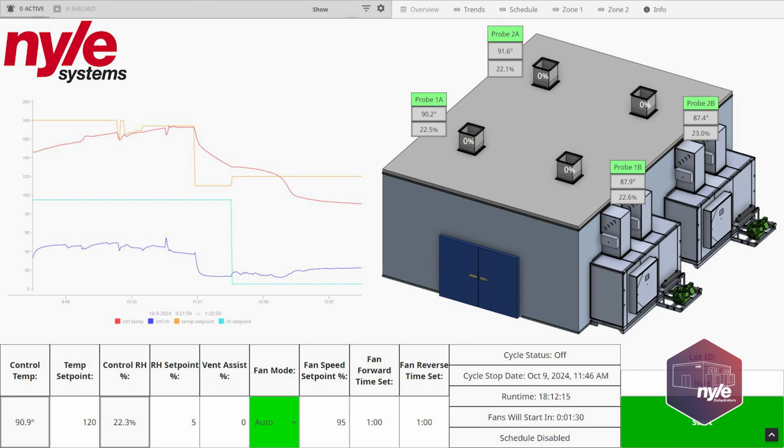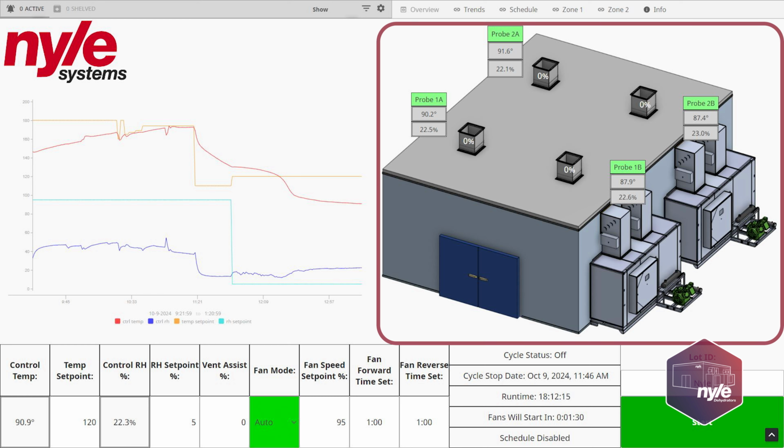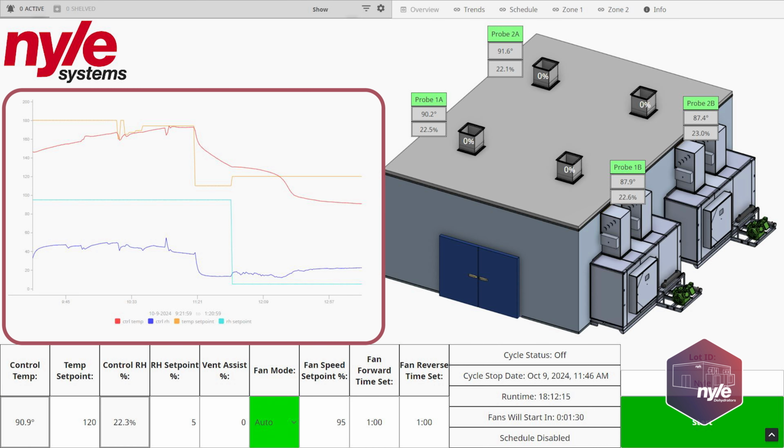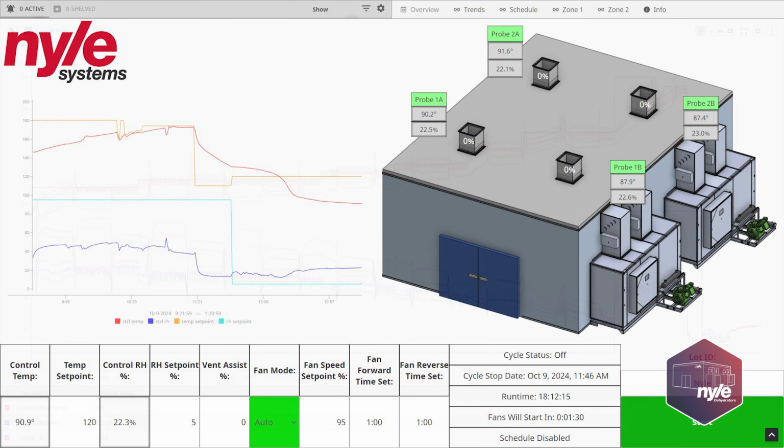This unit right now isn't running. However, if it were running, you would see the direction the airflow is happening. You can see probe A and probe B, the temperature and the RH as well. Down here you've got all your set points and where the temperature, RH, and fans are at. And then over here you've got a nice little graph showing you the history as to what all those set points are doing individually. So you can see exactly where your RH is at and where your temperature is at in real time.